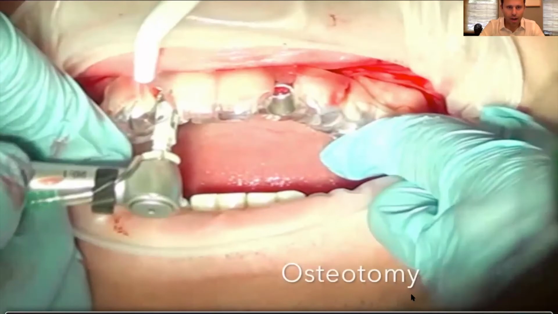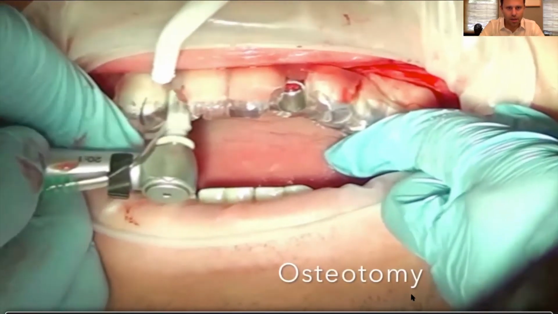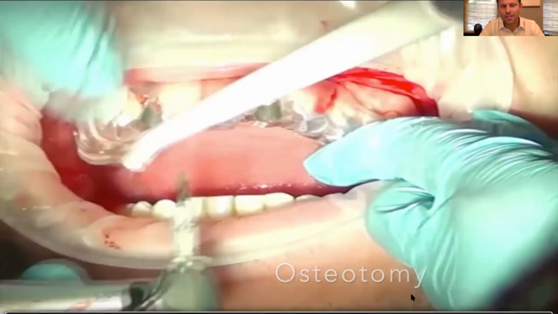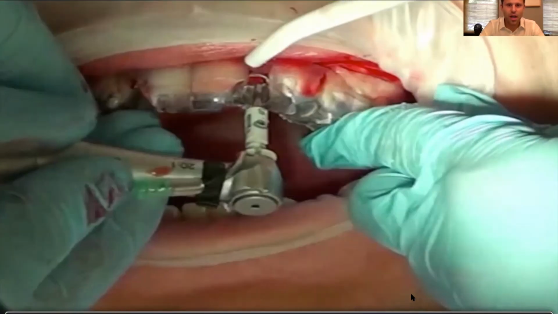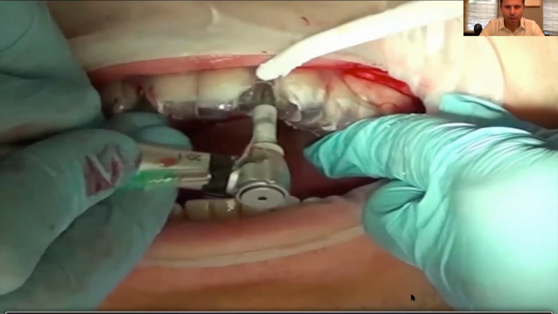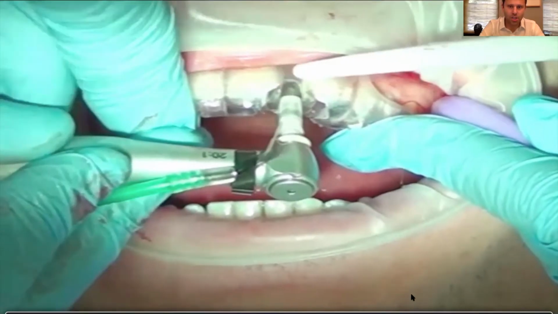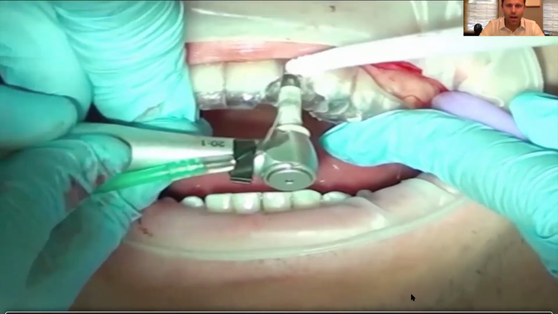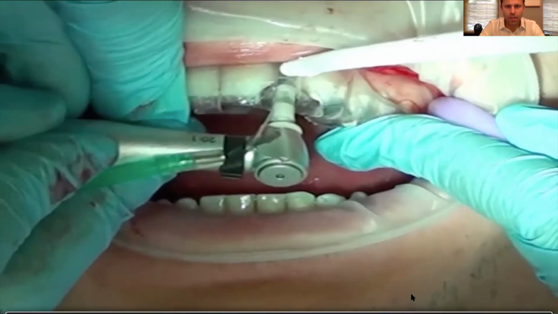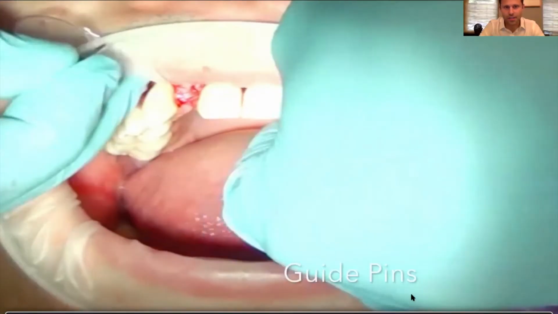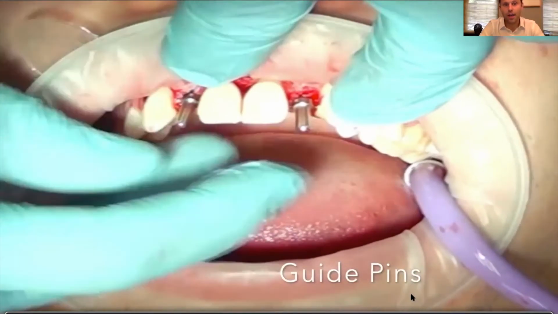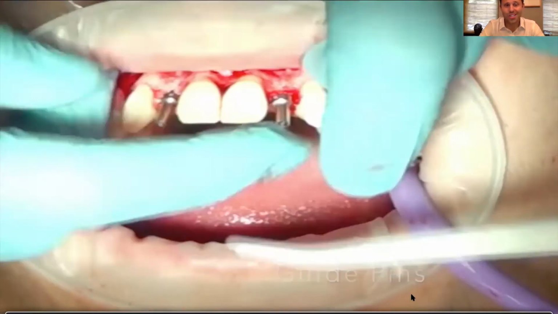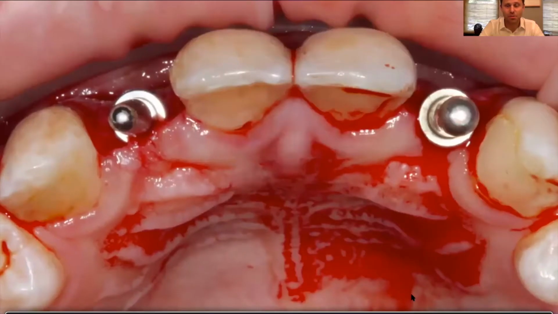And then we go ahead and start making our initial osteotomies. Now I usually go about 6 millimeters. After the first 6 millimeters, I use guide pins, take an X-ray, and make sure the path of insertion is correct and that we're not anywhere near the teeth adjacent to them. Obviously, in this case, it's a narrow position. So these X-rays are critical to make sure the angulation of your implant is ideal and absolutely perfect.